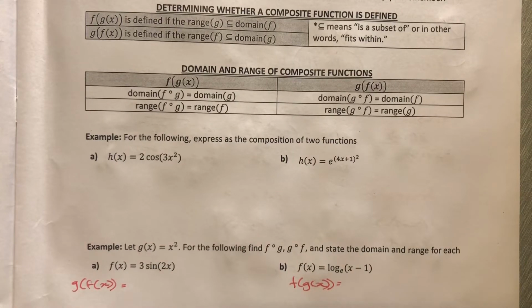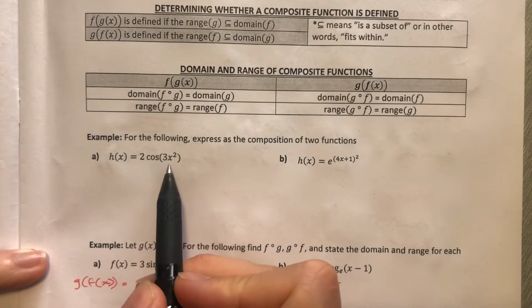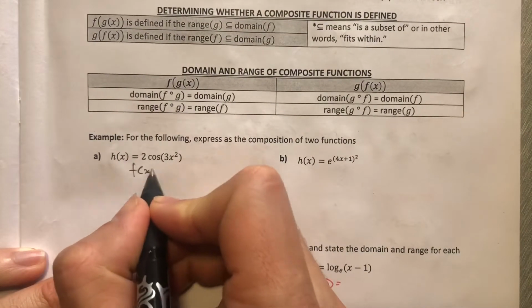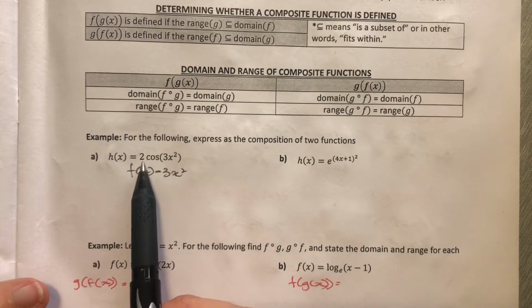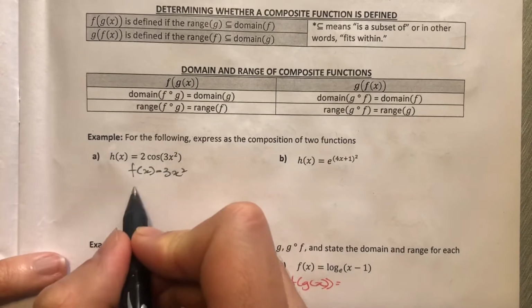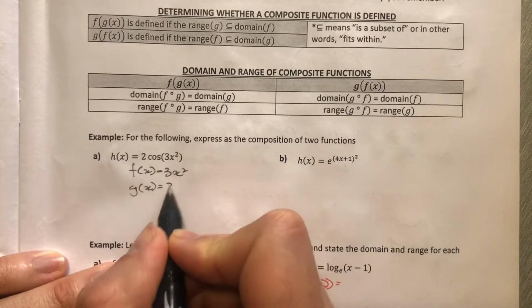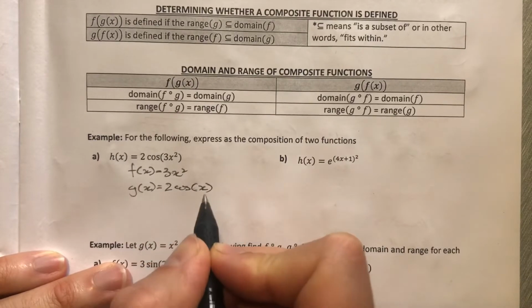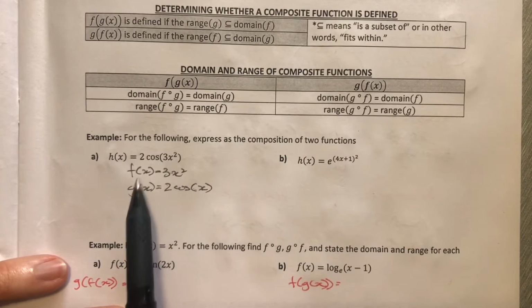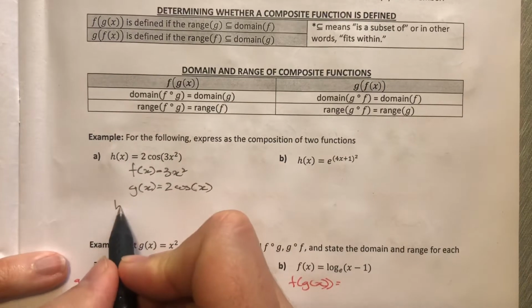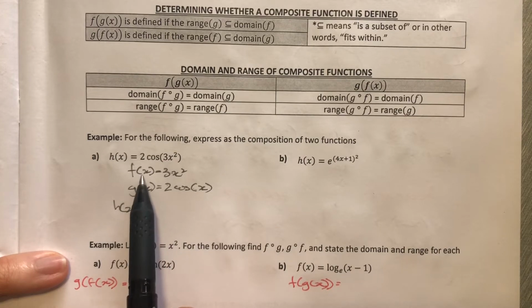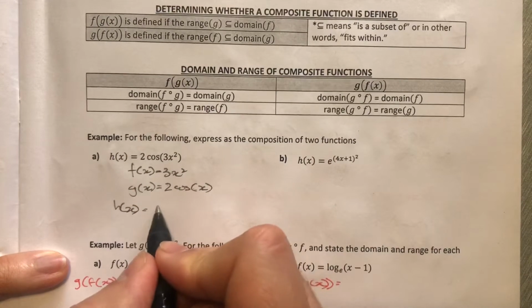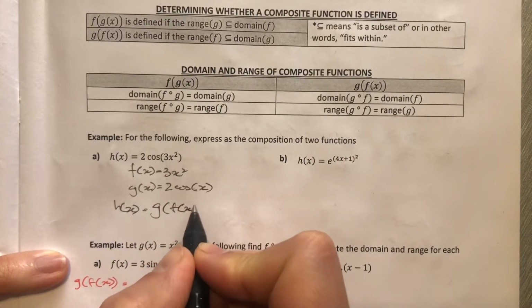Okay, so let's just say that f of x is our 3x squared for this one. There we go. But we've also got this 2 cos as well, don't we? So let's just say that's g of x, 2 cos x. Alright, so we've got these two rules here, and h of x is actually just the rule of g of x, but you've substituted f of x in there. So it's going to be g of f of x.